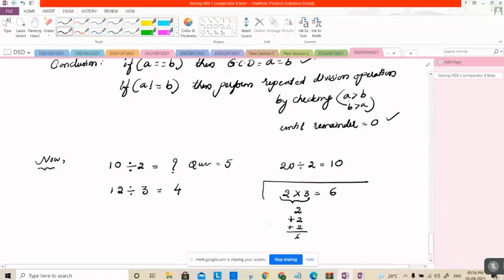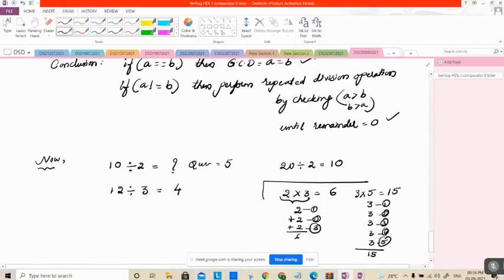2 plus 2 plus 2. Yes, sir. 3 times. This is 1, this is 2, this is 3. 3 times add cheyachu. Suppose it is 3 multiplied by 5, which is equal to 15. It can be done in this way: 3 first time, 3 second time, 3 third time, 3 fourth time, and 3 fifth time.